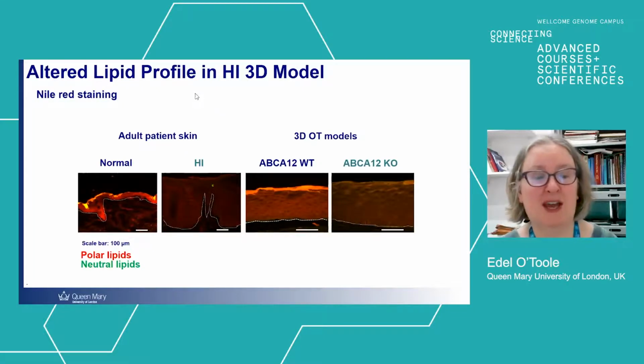So as I mentioned, polar and neutral fats are a very important part of the skin barrier. And you can visualize these with Nile red staining. So cholesterol, for example, will stain green, and glucosylceramides will stain red. So here you can see that in adult patient skin, in Harlequin ichthyosis, staining is gone. In the 3D organotypic model, we've got the exact same finding. So you've got a nice barrier in the wild type, and it's gone with ABCA12 knockout.